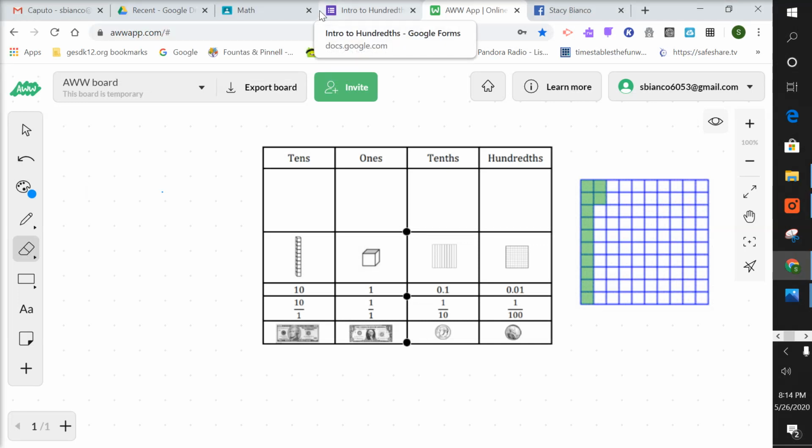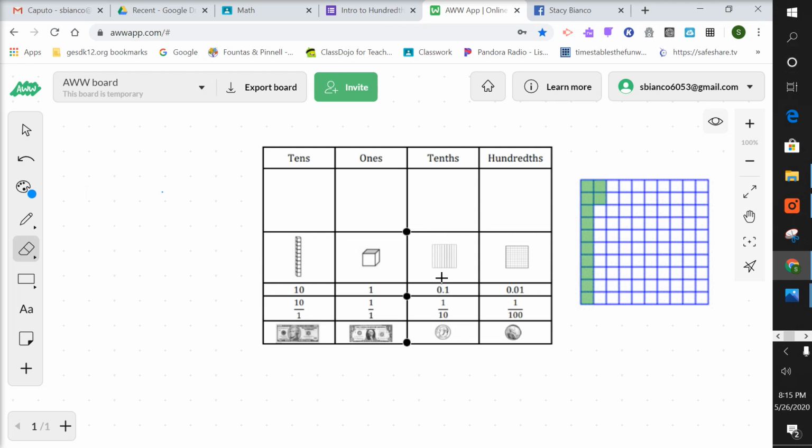Hi everyone, I'm going to show you just one example for your first question on your Google form, looking at the hundredths place on the place value chart and talking about decimals. So yesterday, I wish I had found this chart before, it's really cool. Yesterday we talked about the tenths, okay?